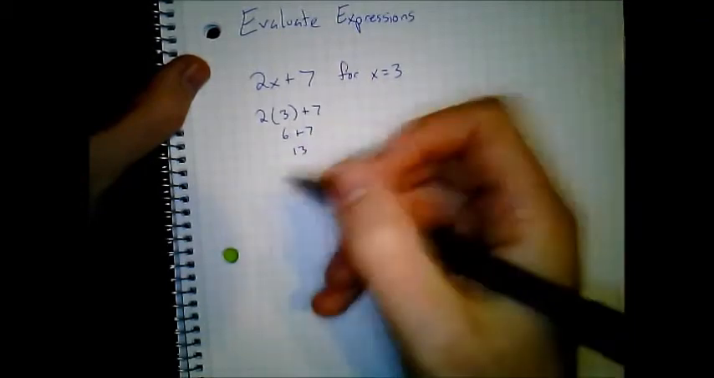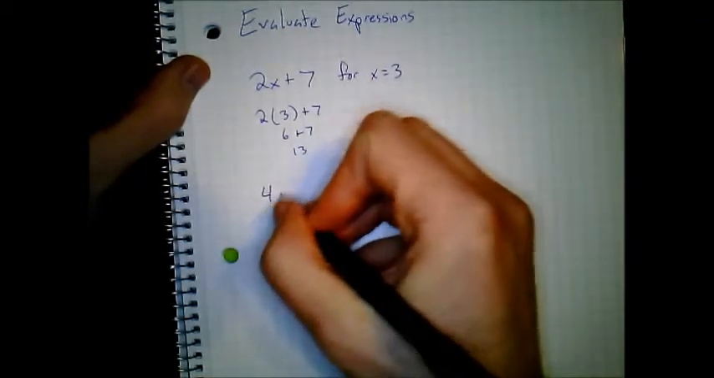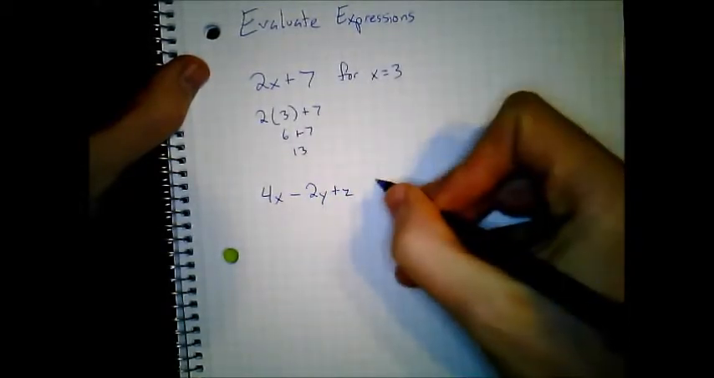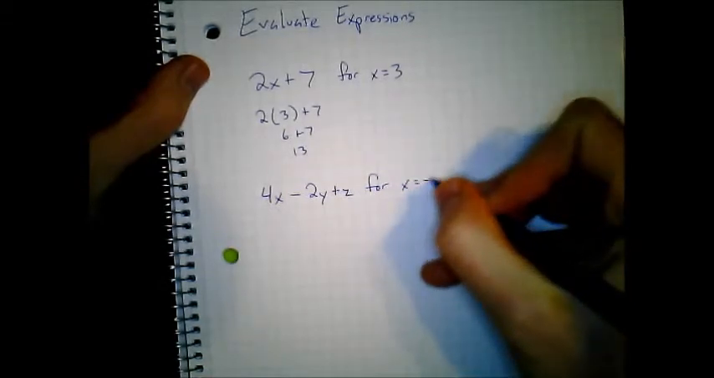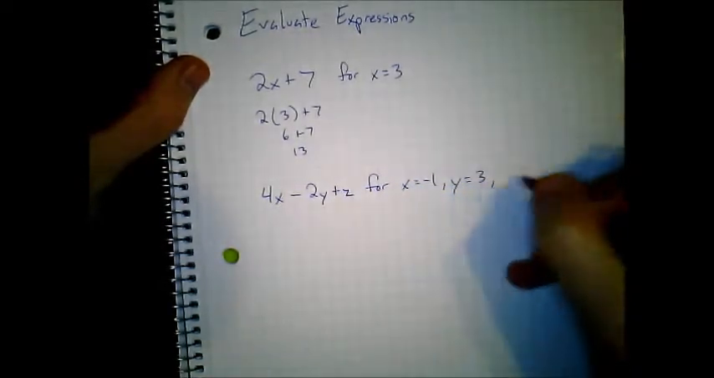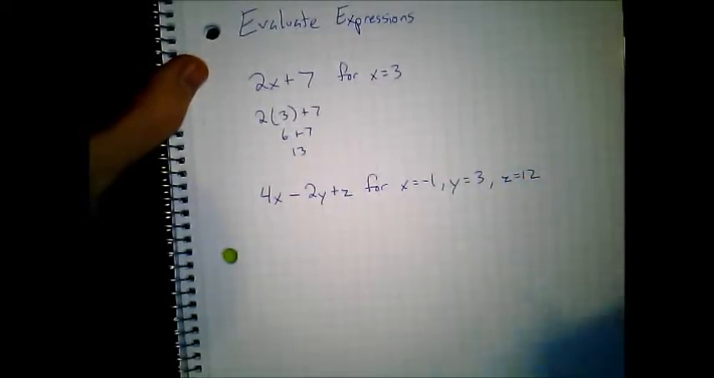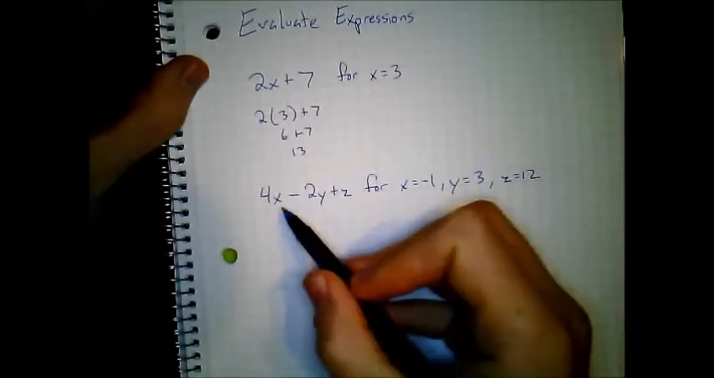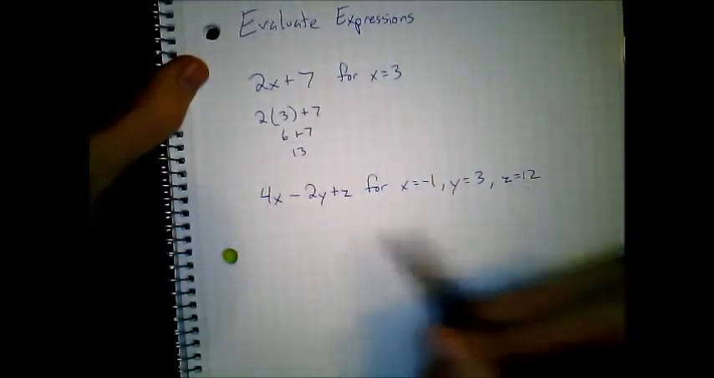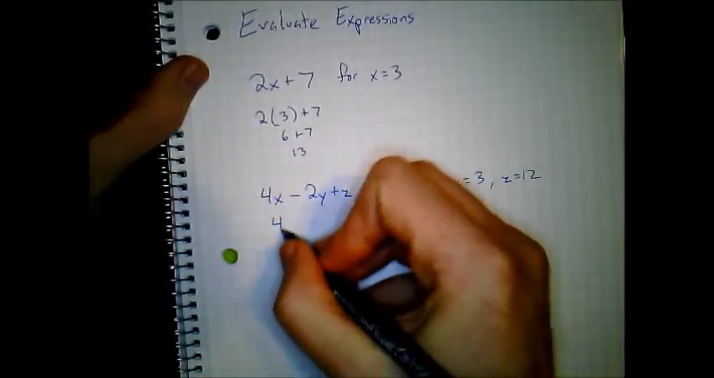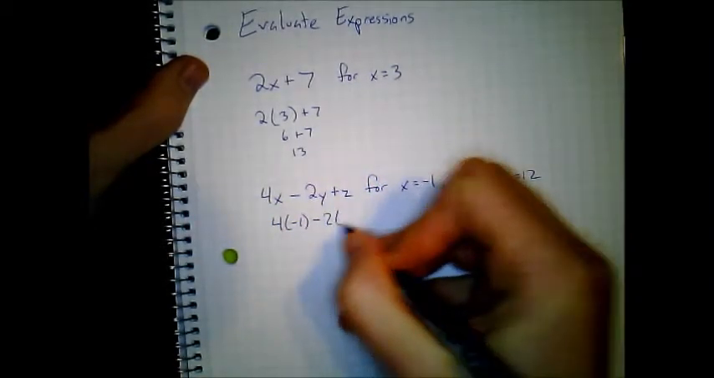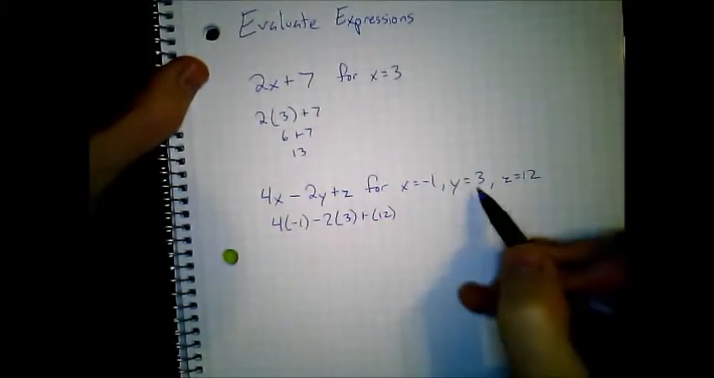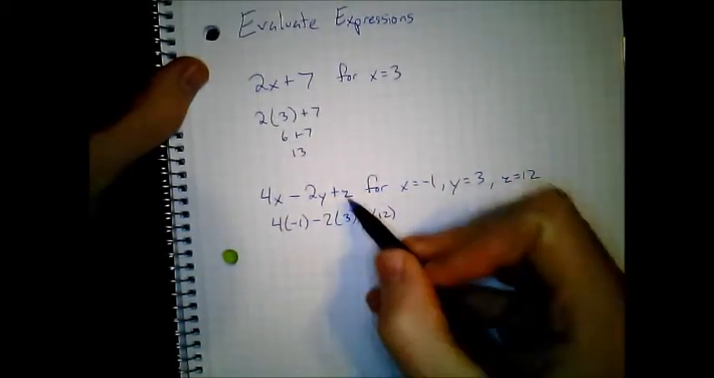Let's make it a little bit more complicated by adding a few more variables. So let's say we have 4x minus 2y plus z. So here's our expression. And we're going to evaluate it for x equals negative 1, y equals 3, and z equals 12. Now, just because we have more variables doesn't mean it gets more complicated. We're still substituting in negative 1 in for x, 3 in for y, and 12 in for z. So we do 4 times negative 1 minus 2 times 3 plus 12. We substituted negative 1 in for x, we substituted 3 in for y, and we substituted 12 in for z.